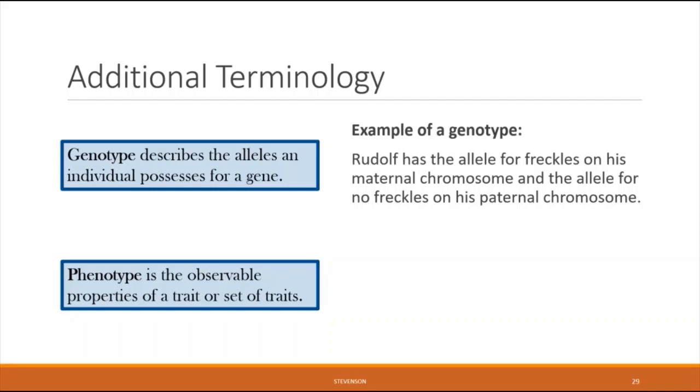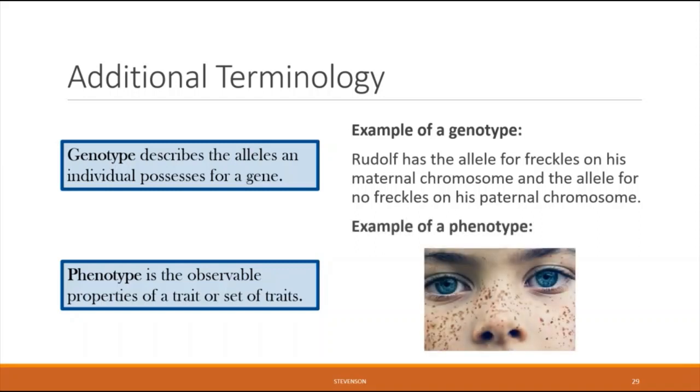The phenotype is essentially what they look like outwardly. So, an individual who did have this genotype, with one allele encoding freckles on one chromosome and one allele encoding no freckles on the other chromosome, this individual would have the outward appearance of possessing freckles. Now, how could this be? How could it be the case that if this individual has one allele saying no freckles and one allele saying freckles, he ends up with freckles? How does the body choose that?